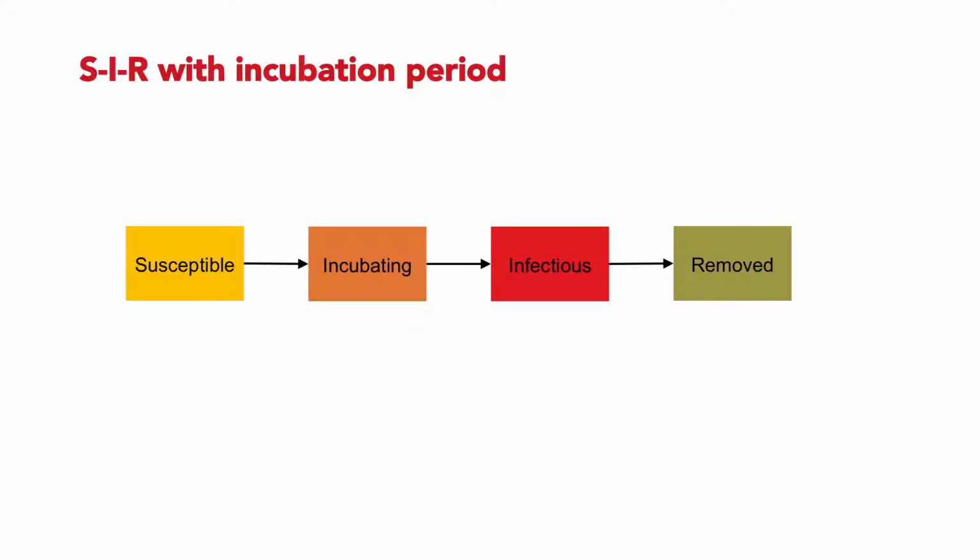For example, an SIR model might be expanded by including a box for incubating individuals. And these are individuals who've been exposed to a virus or some pathogen, and they have it, but they're not infectious yet. And so we might model going from susceptible to incubating to infectious and then finally removed.